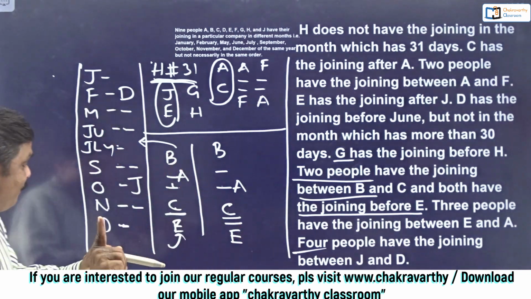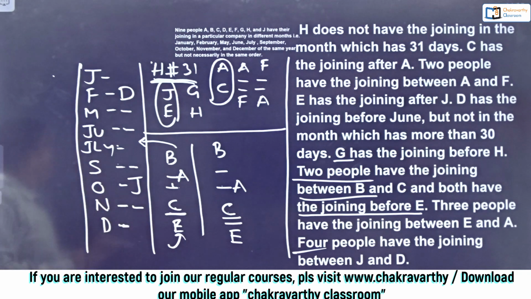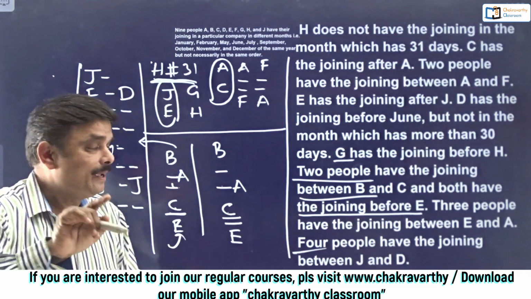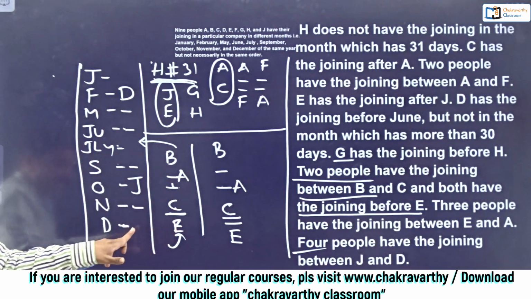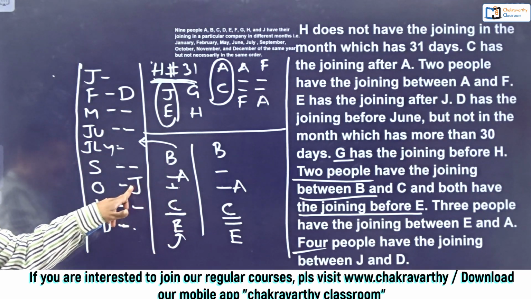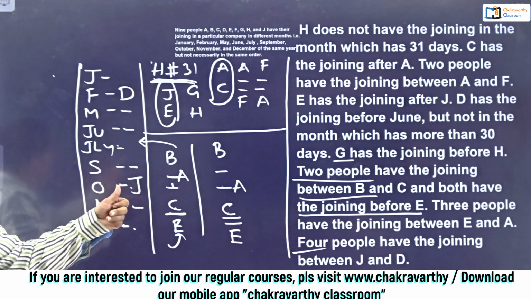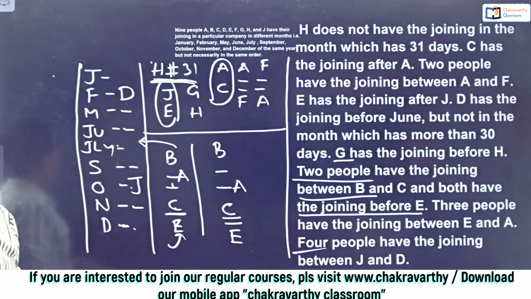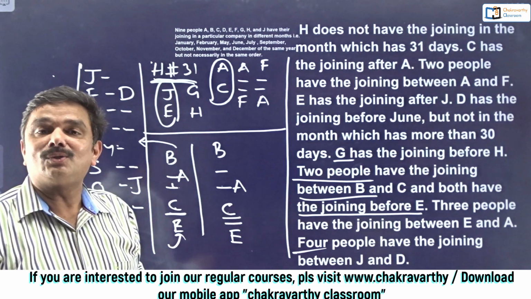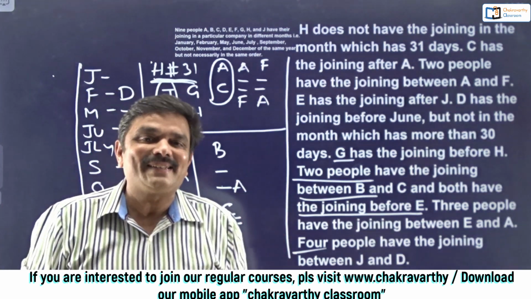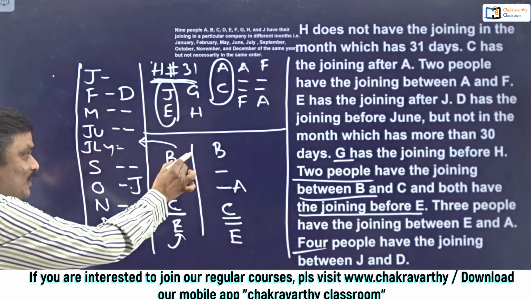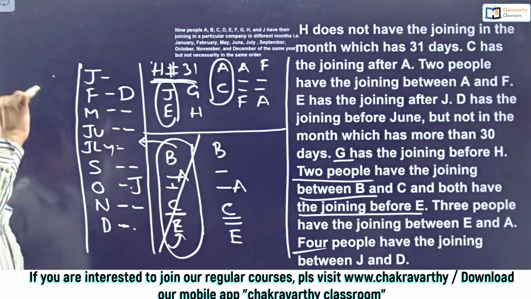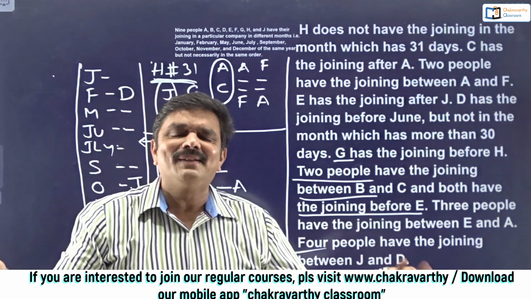That means if you keep E here, there is no place for H. Have you understood this point, students? I started with this one. If I keep E here, C's place is already occupied by J. That is ruled out. If I keep E here, there is no place for H in this arrangement. What do you mean by that? That means this possibility is ruled out. Now I got the success.